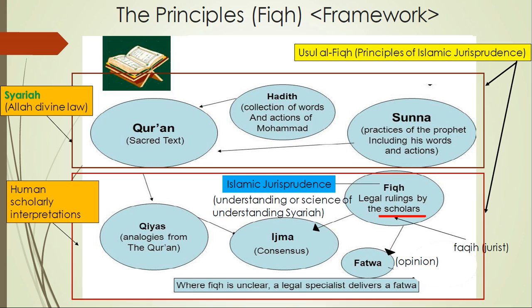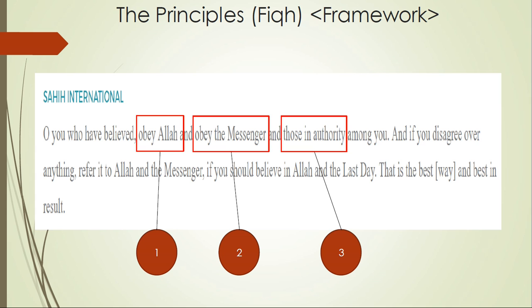And fatwa, as the word states, is just a mere opinion, it is not law. Eventually the fatwa may be gazetted as a law under the Islamic principle. Okay, just on the sideline, the scholars we call them faqih, or jurists.